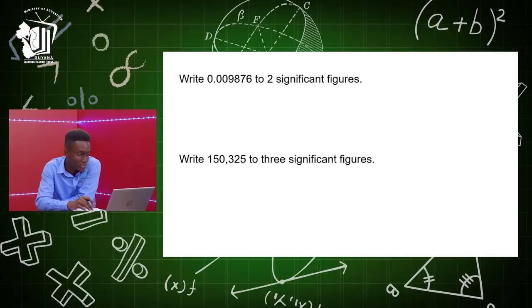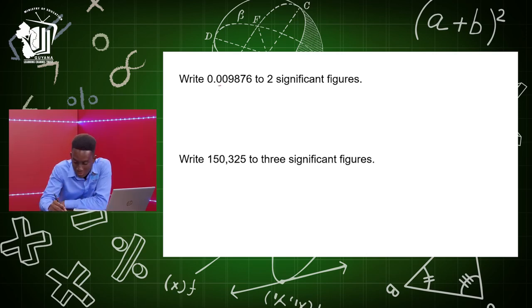Let's say we wanted to round 0.009876 correct to 2 significant figures. For this one, we cannot start counting from the 0. We have to start counting from the first non-zero digit. So the first non-zero digit would be 9. So we count 1, 2. And then we look at the digit after where we stop, which would be 7.